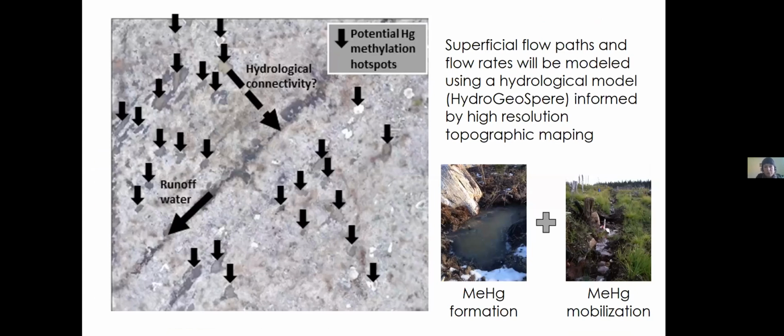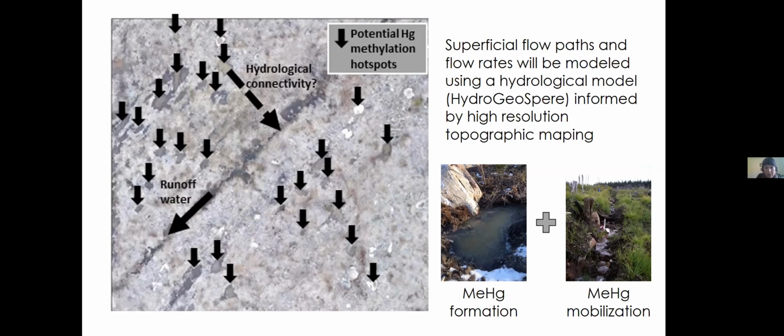And the superficial flow paths and flow rates will be modeled using a hydrological model, HydroGeoSphere. That will be informed by high resolution topographic mapping. As high resolution, we will also be able to see elevation differences in the tractor roads and in the ruttings, because these can be highly influencing the superficial flow paths.